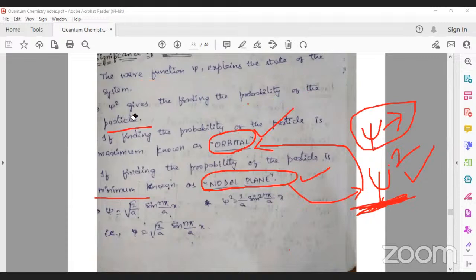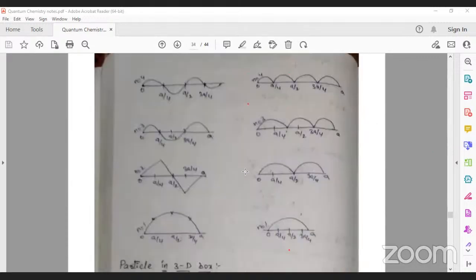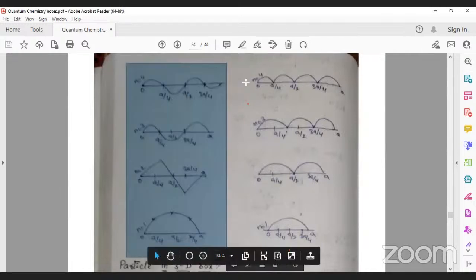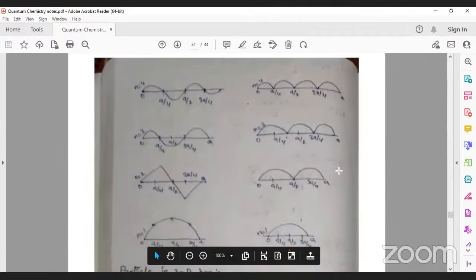If we plot the graph of psi and psi square values, the representation of psi and psi square will be seen in the next slide. Okay. So this is the first diagram, the psi diagram. This belongs to psi and this belongs to psi square, right? So I will write the equations here. What is psi and what is psi square?